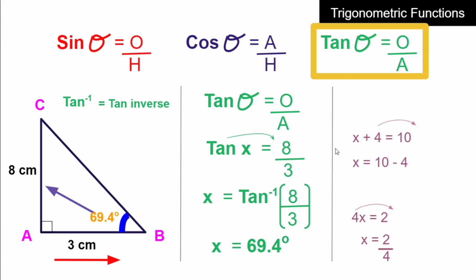That's how you find your answers to thetas when some specific lengths are given to you and the angle is missing. You have to figure out which lengths are available, either the adjacent, hypotenuse, or the opposite. Then you put them in for your sine, cos, tan, and then you just find out using the inverse.